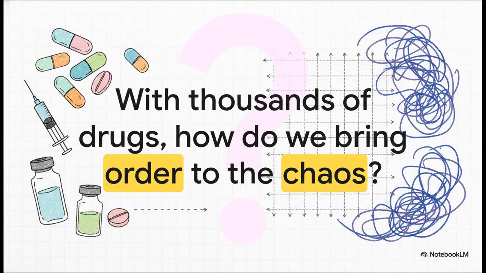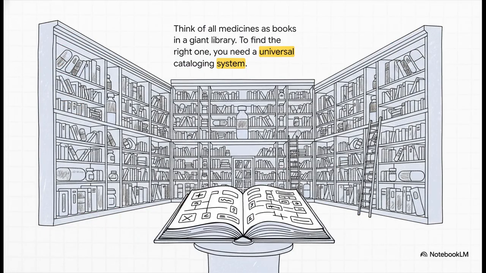I mean, just stop and think about that for a second. There are literally thousands of medications out there. From a simple painkiller you grab at the store to a highly specialized cancer drug, they all need a place. So how in the world do we organize this vast global pharmacy? Well, the trick is to think about our global pharmacy like one gigantic library. And to find the right book on the right shelf, you can't just wander around hoping for the best, right? You need a system, a universal cataloging system.